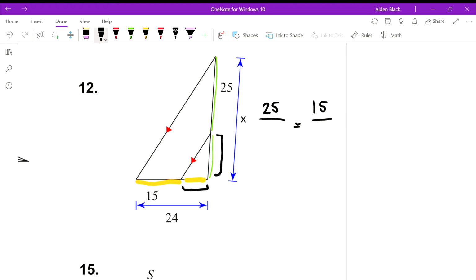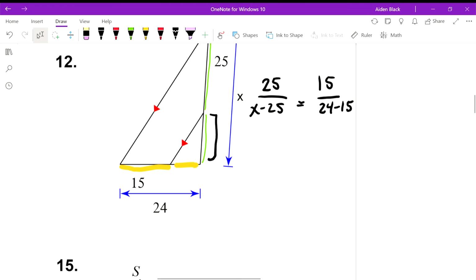So we're not given those values, but we can figure them out. We know that this green one here is x minus 25, because it's 25 less than x, if you can see that. Okay. And we know that this one here is 15 less than 24. So 24 minus 15. Okay. So we could simplify this, right? What is this, 9? 15 plus 9 equals 24, that makes sense.